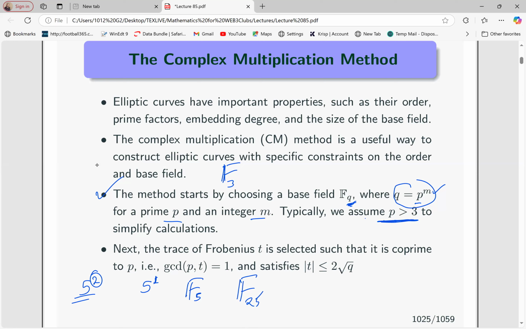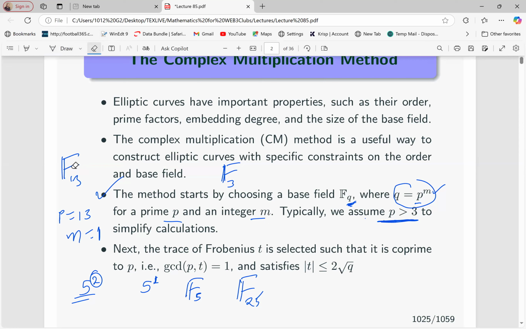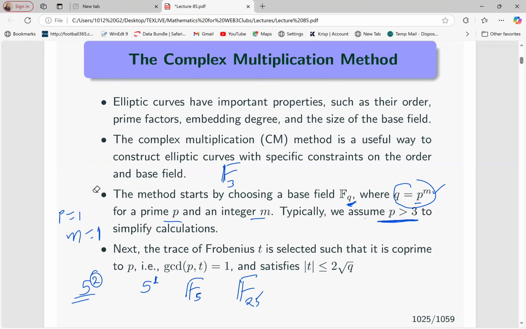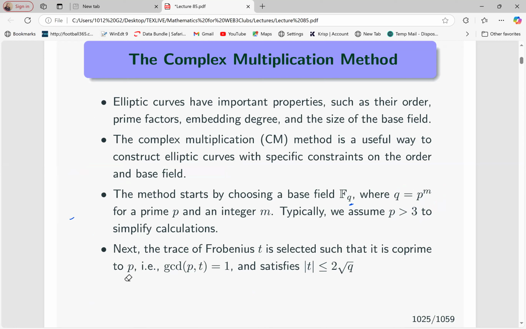Like the one I've been talking about, F13, it means they have chosen P to be 13 and M to be 1. So that's how you choose. You don't just choose, there must be a prime number somewhere, and then that prime number is raised to another integer for your choice of Q. And remember, this Q is the base of the field you want to work with.